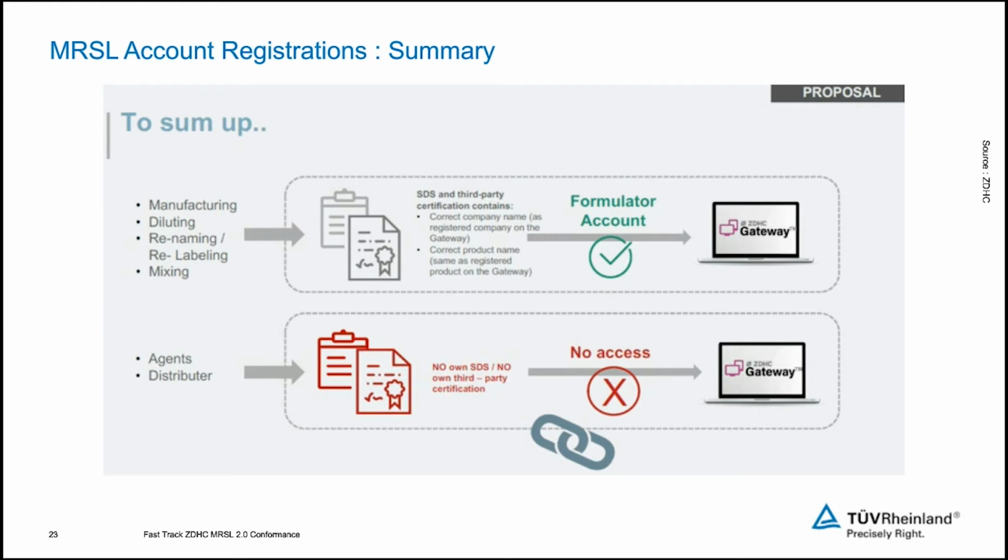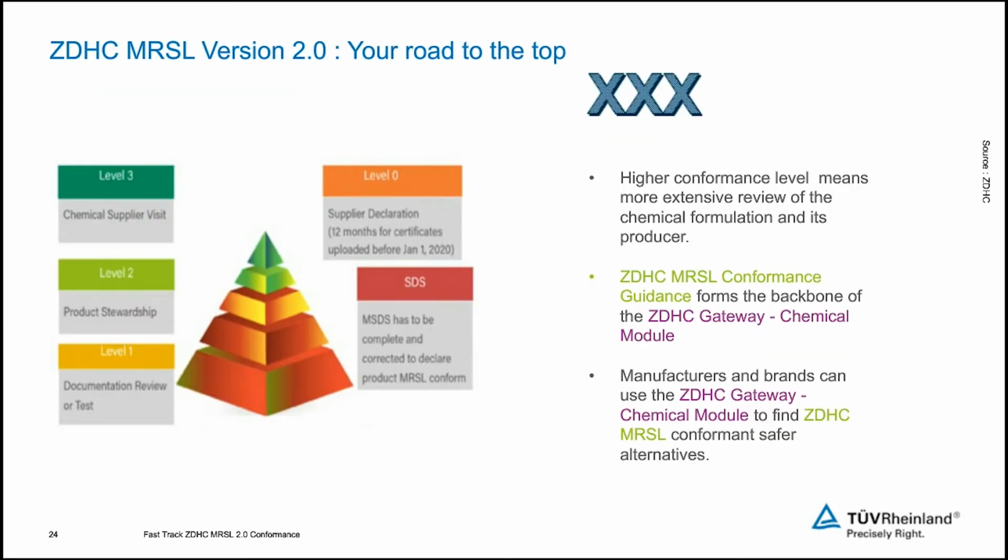When talking about MRSL, it is also necessary to look into the MRSL conformance level. Level 0 is the lowest level. However, as the level 0 conformance supplier declaration is not possible anymore from 31st December 2019, no new level 0 application can be entered in Gateway. Higher conformance level means more extensive review of the chemical formulation and its producers.